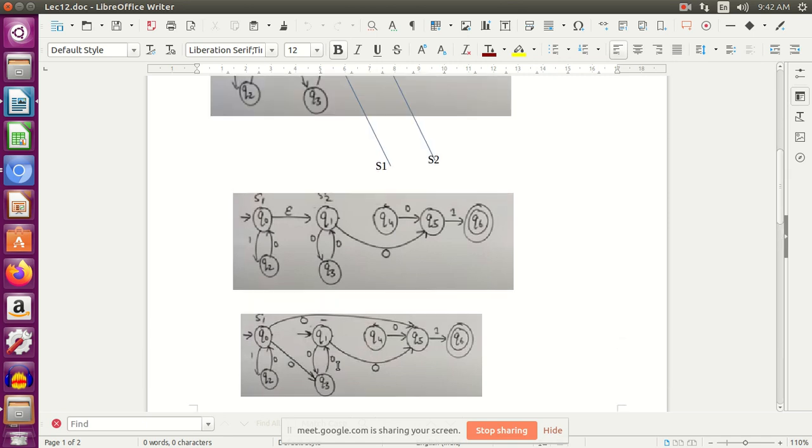Okay. So is there any doubt or any confusion regarding this procedure of converting an epsilon NFA? Yeah, there was one doubt: why is an extra edge coming between Q0 and Q3?